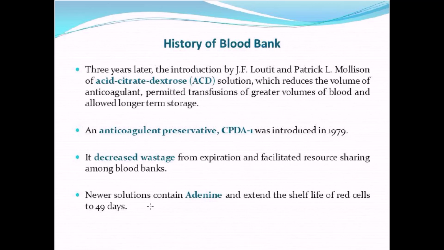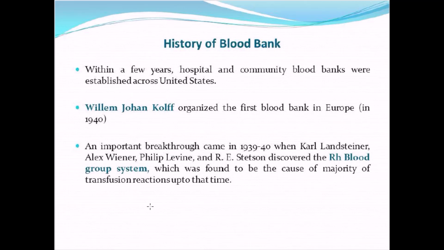And that helped, of course, to have red blood cells that can be used in case of any emergency across the state. And then, of course, within a few years, hospital and community blood banks were established within the United States. And then Johann organized the first blood bank in Europe in the 1940s.